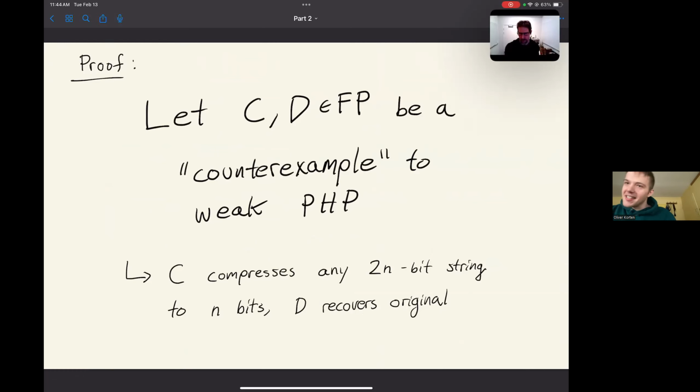When I defined these compression schemes, I said that they compress just by 1 bit. I'm going to make a simplifying assumption, without loss of generality, that they actually compress 2n bits down to n bits. So C takes 2n bits, compresses it to n, and then D recovers n back to 2n. Our running assumption is that to any polynomial time observer who's searching for an incompressible string, they will never find one. And so to a polynomial time observer, it looks like C and D are actually a lossless compression scheme.